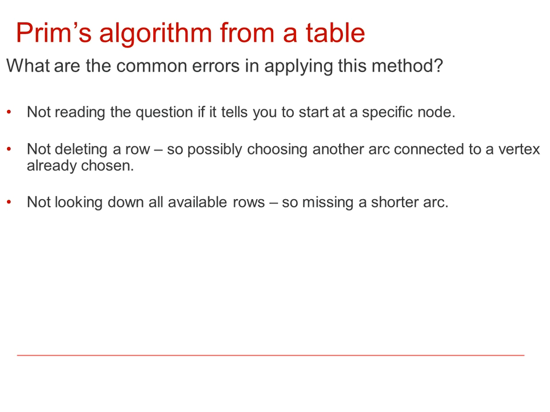This is quite a common one, not looking down all of the columns, so looking at just a few and forgetting one of the columns, and so therefore missing a shorter arc.